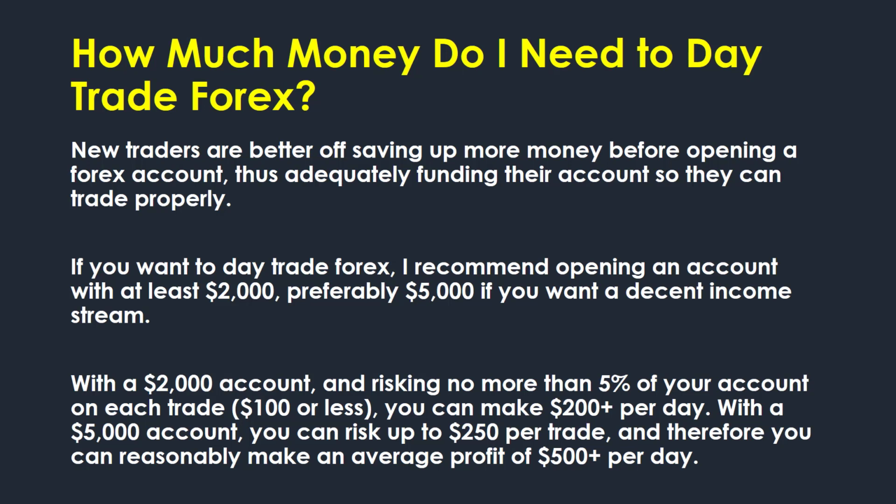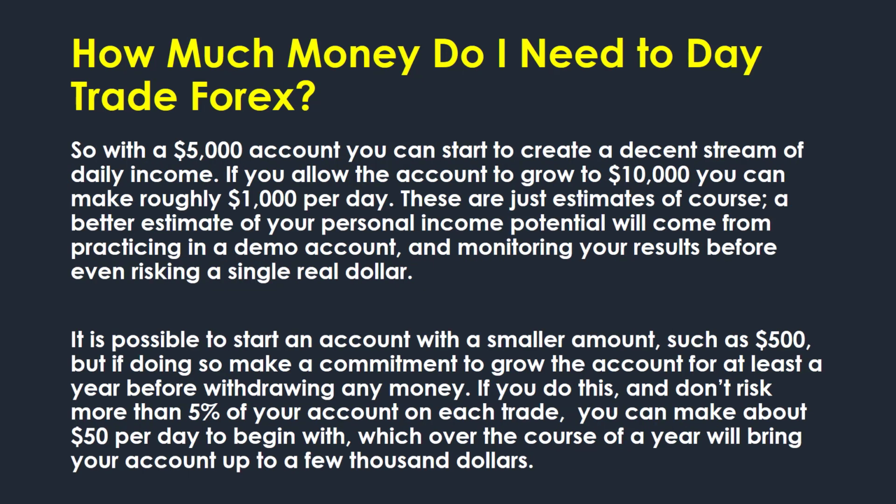All right. So with a $5,000 account, you can risk up to $250 per trade. That's 5% of $5,000, and therefore you can reasonably make an average profit of $500 per day, because we're willing to risk one, and we're willing to win twice as much, a 1 to 2 risk to reward ratio. So with a $5,000 account, you can start to create a decent stream of daily income. If you allow the account to grow to $10,000, you can make roughly $1,000 per day.